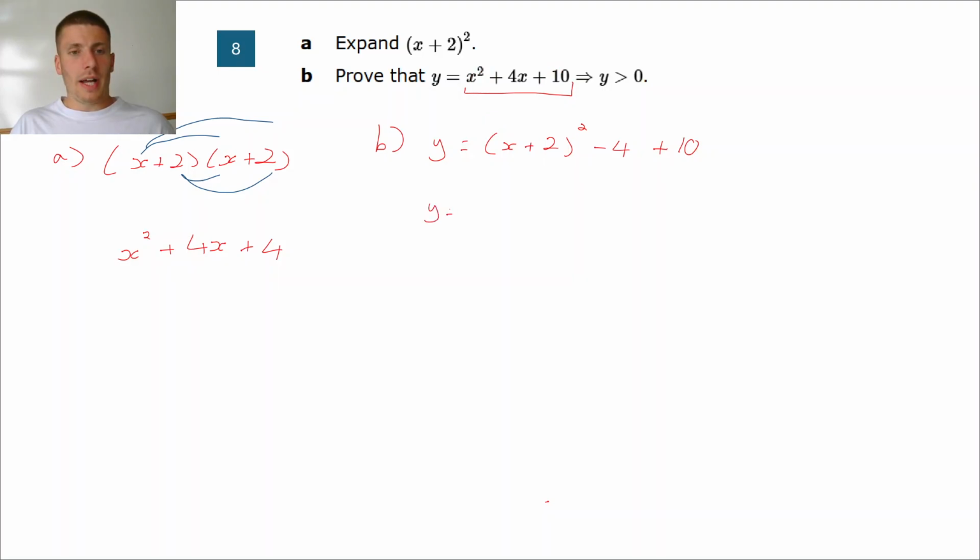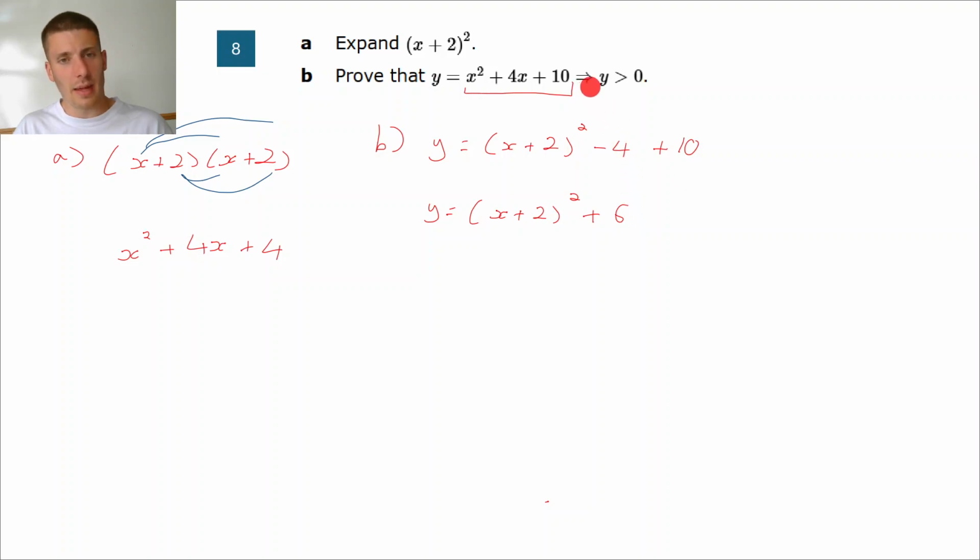So then that's going to be y is equal to x plus 2 squared minus 4 plus 10, which is equal to plus 6. Now, it's saying that if y is equal to this, I've just written it in a different form. So this thing here and this mean exactly the same thing.